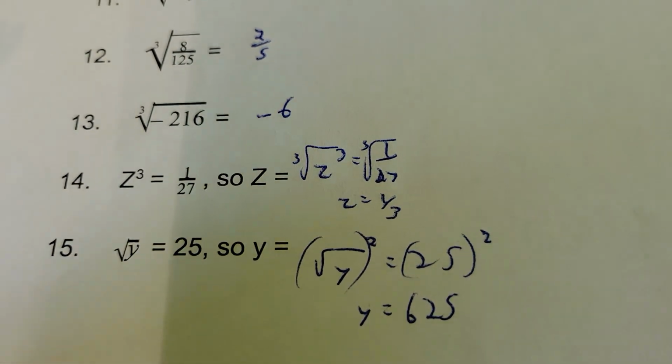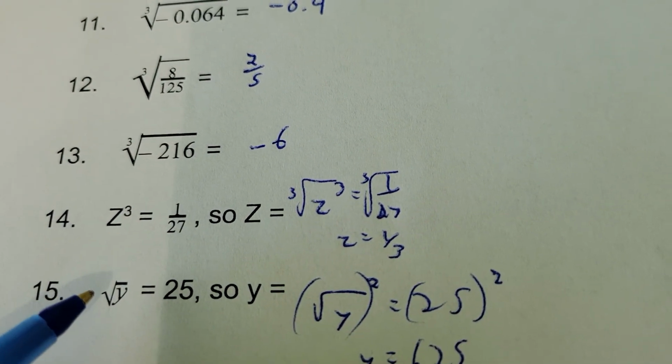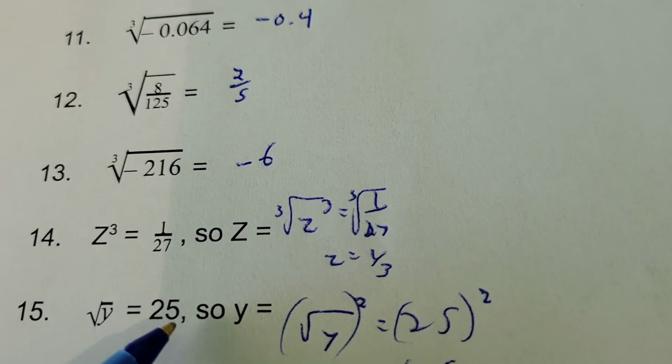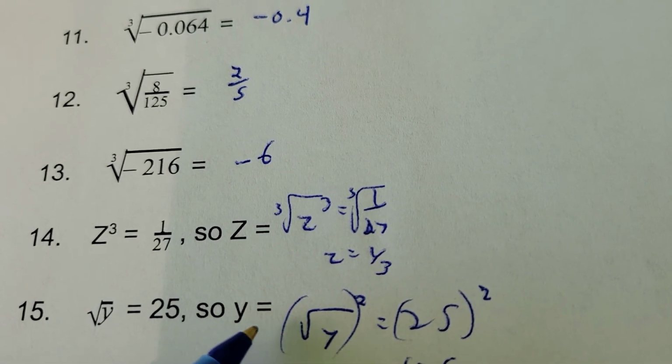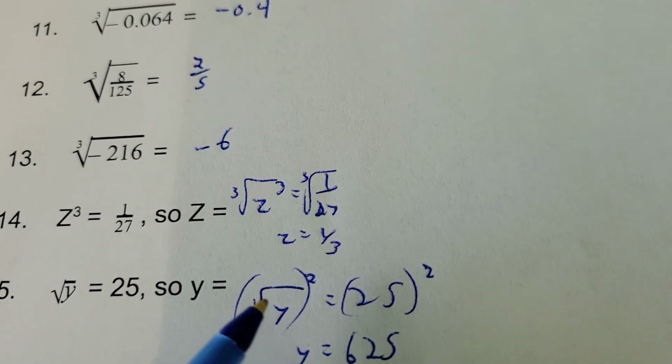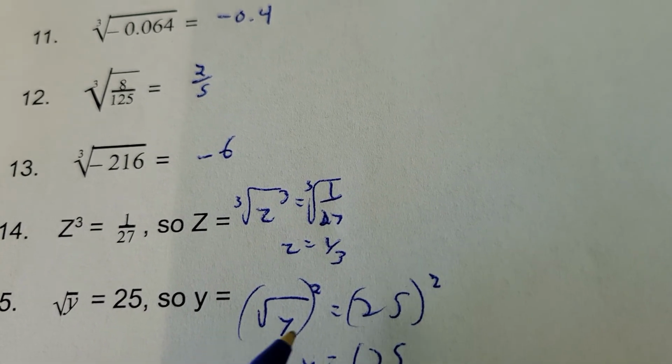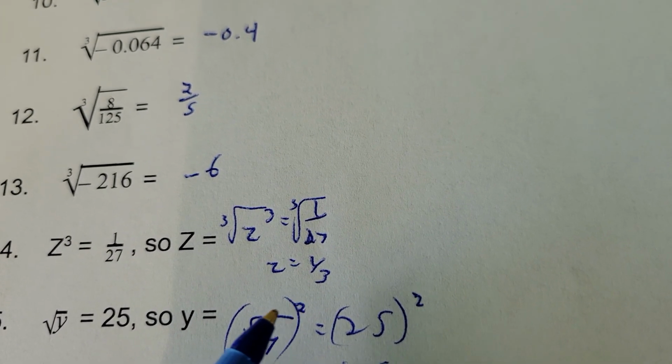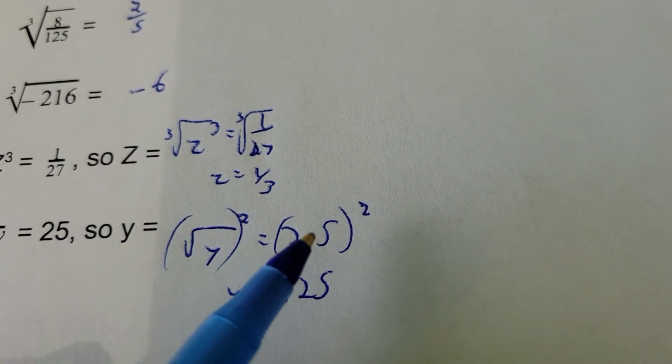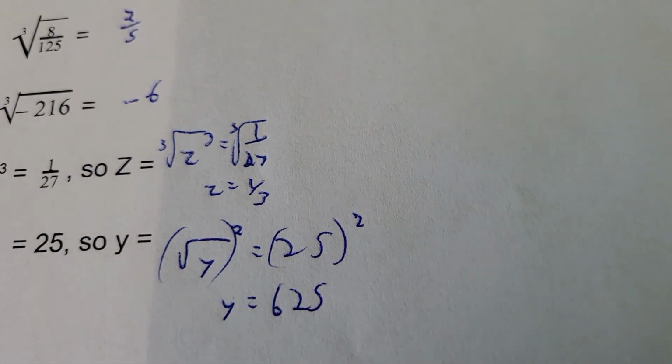All right, how about this one, number 15? Back to some square root stuff again. The square root of y equals 25. So y equals, well, if the square root of y is 25, I do the opposite of a square root, which is squaring the number. So that takes me down to just a y here. And square this number, 25 squared is 625.